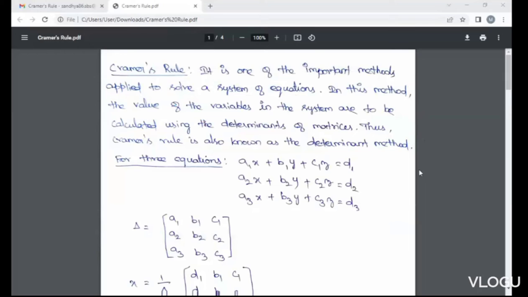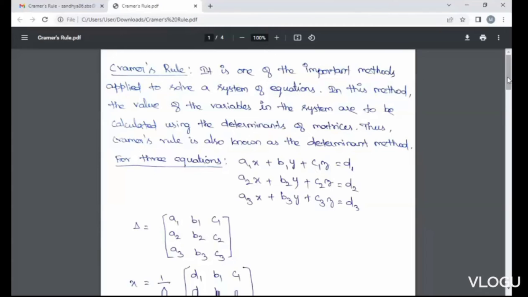So hello students, today we are going to see Cramer's rule. So what is Cramer's rule? It is one of the important methods applied to solve a system of equations. Any system of equations we can solve by using Cramer's rule. In this method, the values of the variables in the system are calculated by using determinants. So it is also known as the determinant method.